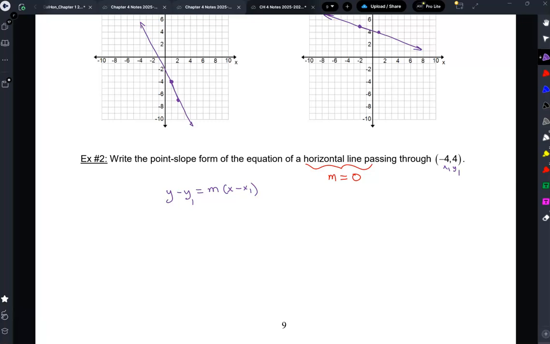So plug in the y1, plug in the x1, and plug in the 0, okay? Right? So plug in the x1 here, remember? So we're going to label this x1, y1, not just x and y. Okay, so let's plug it in. Okay, right?